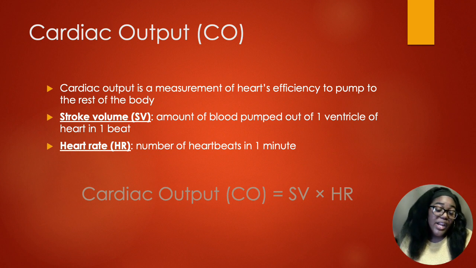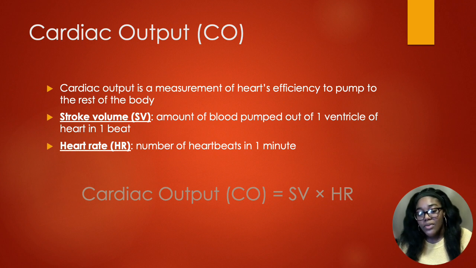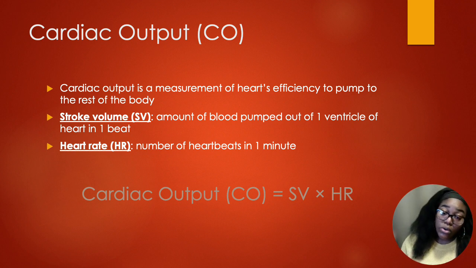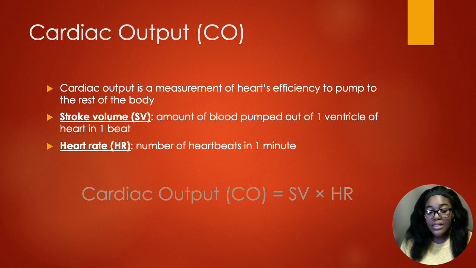Next, we'll talk about cardiac output. And cardiac output is simply a measurement of the heart's efficiency to pump to the rest of the body. And it's based off of two factors. You have the stroke volume, which is the amount of blood pumped out of the left ventricle in one beat. So this is looking at how well the ventricles are pumping. And then you look at something called the heart rate, and this is the number of heartbeats in a minute.